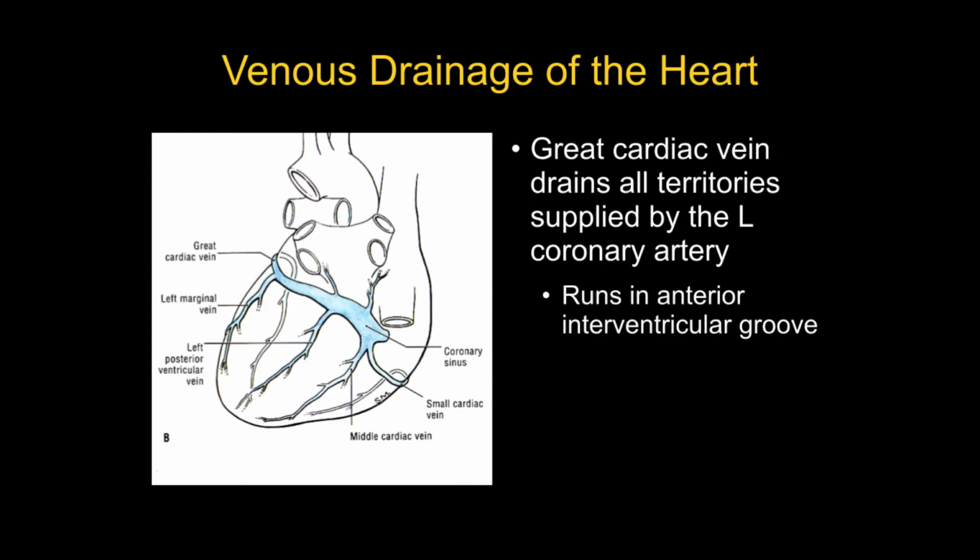So just as we had a left anterior descending artery from the left coronary artery as the main supply, the main drainage of the heart into the coronary sinus is the great cardiac vein. It drains all the territories supplied by the left coronary artery, and it can be found in the same area where the LAD runs through, which is the anterior interventricular groove. So you would see this looking at the patient from the front, from the sternocostal surface.